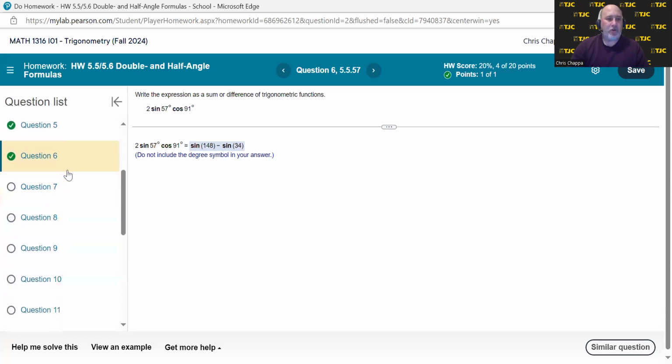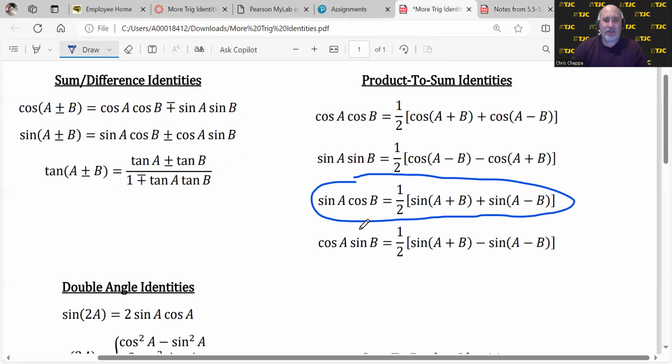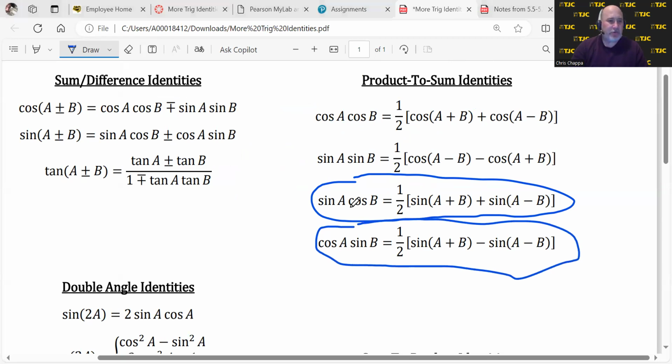Let's start with number 7. This is just a product to sum, so we would do the same thing. The only thing we would have to do is make sure we pick the correct formula. Since this is a cosine times a sine, we would want to pick the formula that has cosine times sine, which would actually be this one down here. So we would apply it in a similar fashion. Let's take a look at number 8.